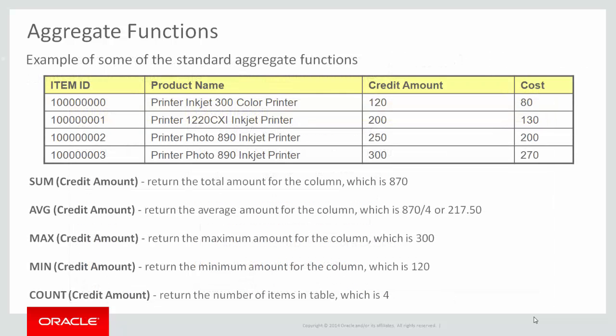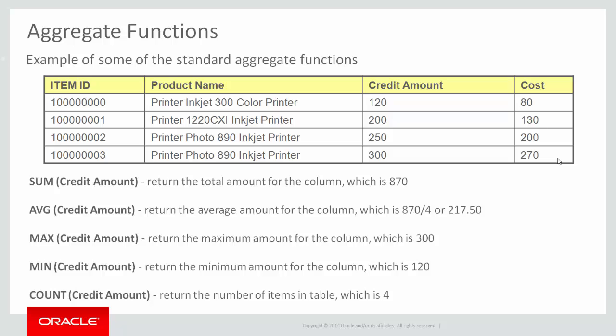Let's say, for example, we're in the printer business, and for a particular rep, for a particular interval, they sold 4 transactions. The first transaction had a value of, say, $120, and it had a cost of $80. The second one had a credited amount of $200 and a cost of $130. The third one has a credited amount of $250 and a cost of $200. And the fourth one had a credited amount of $300 and a total cost of $270.